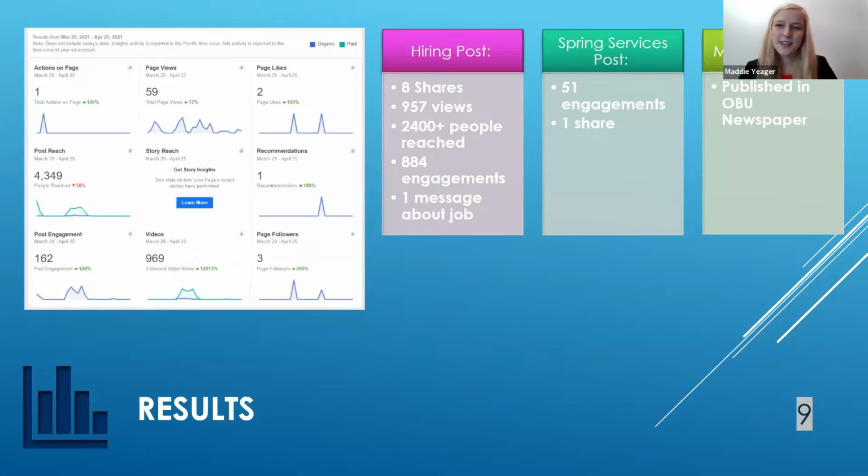Here are some of our results. I've included a screenshot from the Facebook Insights, and this is one of the things that we use to make our posting decisions. I've also included some specifics from some of our most popular posts. So our hiring post got 8 shares and over 2,400 people reached and 1 message about the job, which we were really excited about. Our spring services post got 51 engagements and 1 share. And lastly, our media release was published in the OBU newspaper. So that was another way to get their brand awareness up.